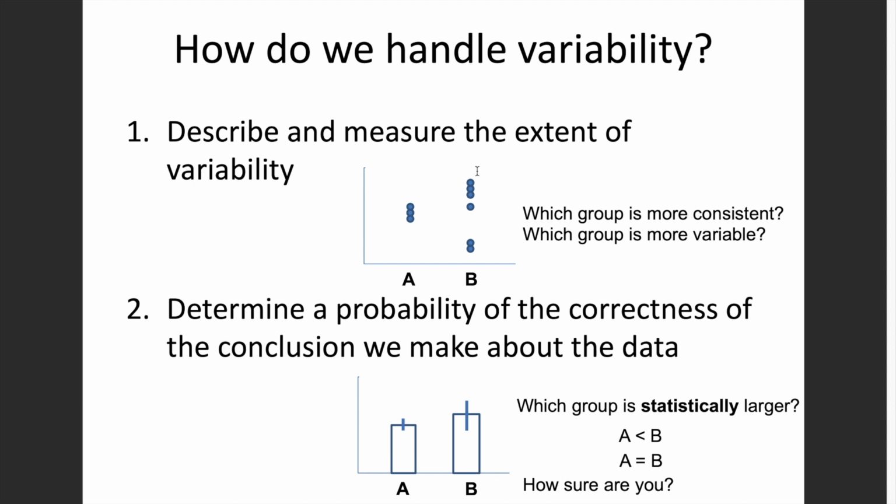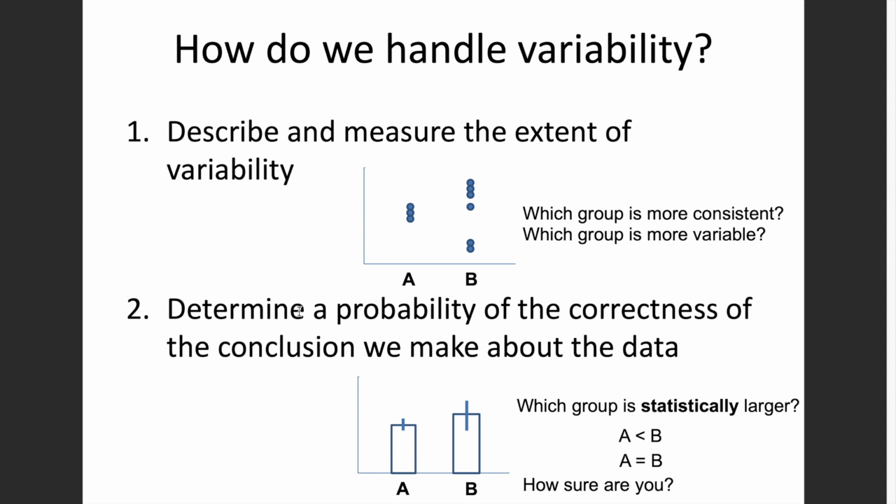For this case, letter A is the one that is more consistent. Because look at the measurements. They cluster to a certain point. Unlike letter B, where there's a lot of variability. There's two lows and they are very distant from each other. So that's the first one. We describe and measure the extent of the variability in the data.